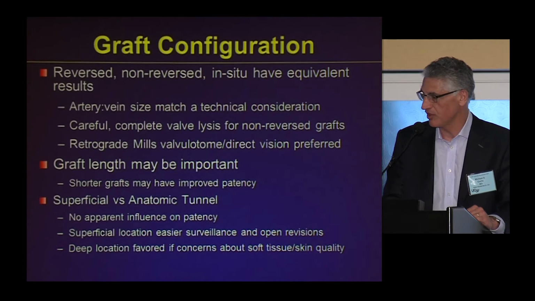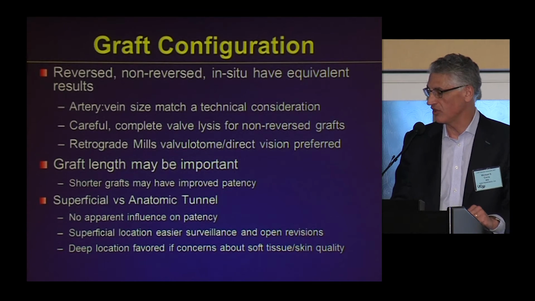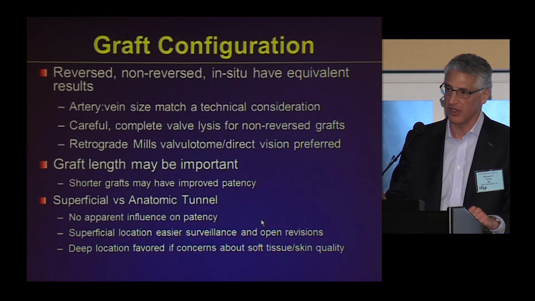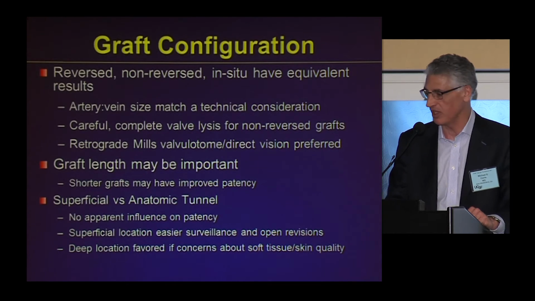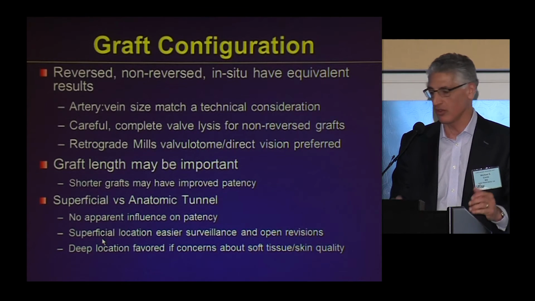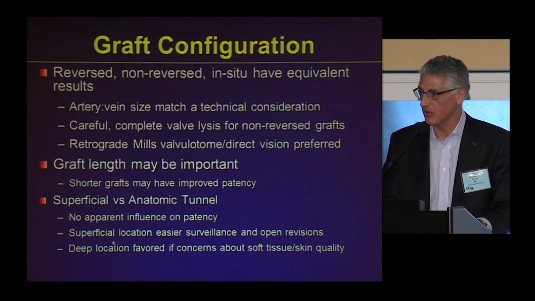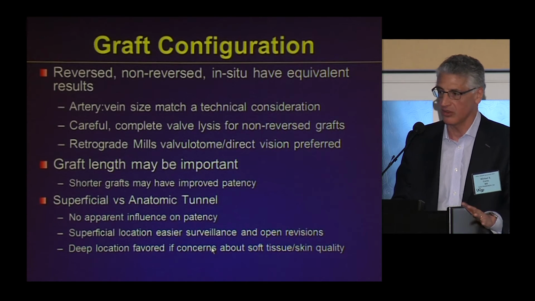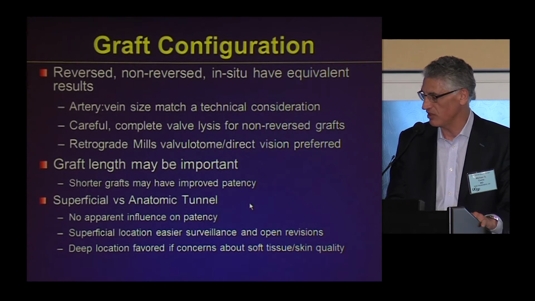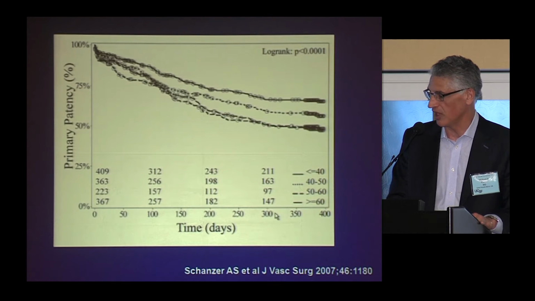So superficial locations are much easier to get good surveillance on. Also, they're easier to revise if you have to do a short open interposition graft rather than digging something out deep in the leg. But deeper location is favored if you need shorter length or if you have any concerns about soft tissue quality or skin quality, such as patients with venous disease or sometimes dialysis patients. It may be safer to put the graft deep.